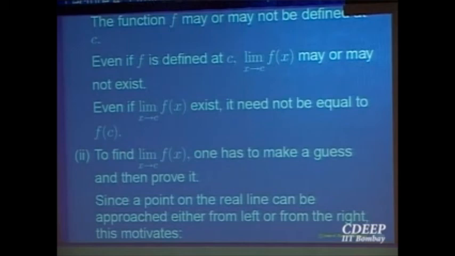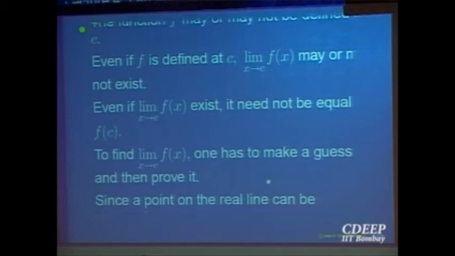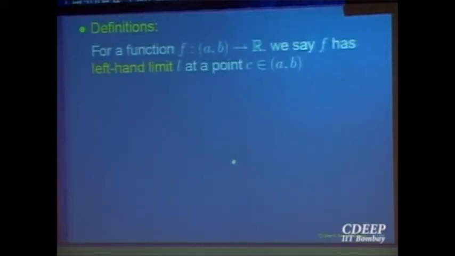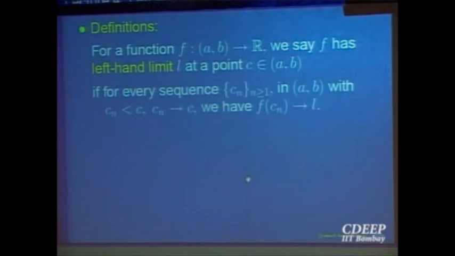But supposing we consider only sequences coming from the left only, then the limit will exist, right? For the greatest integer function, at the point x equal to 1, if we approach the point 1 only from the left, then the limit will exist. So that gives you the notion of what is called the left hand limit and the right hand limit. All of you are familiar with it.